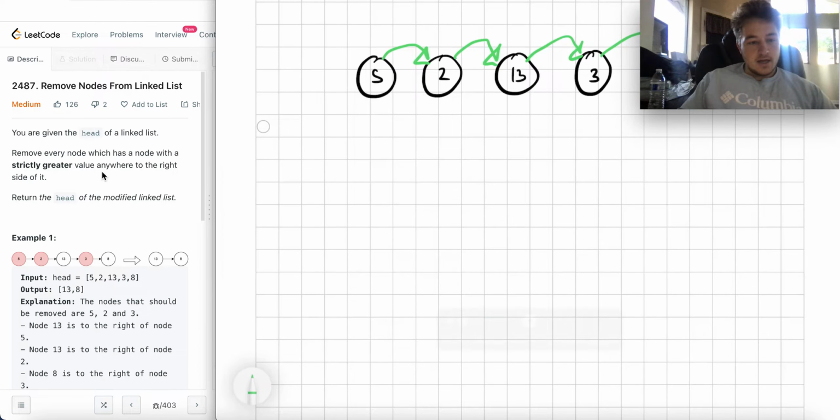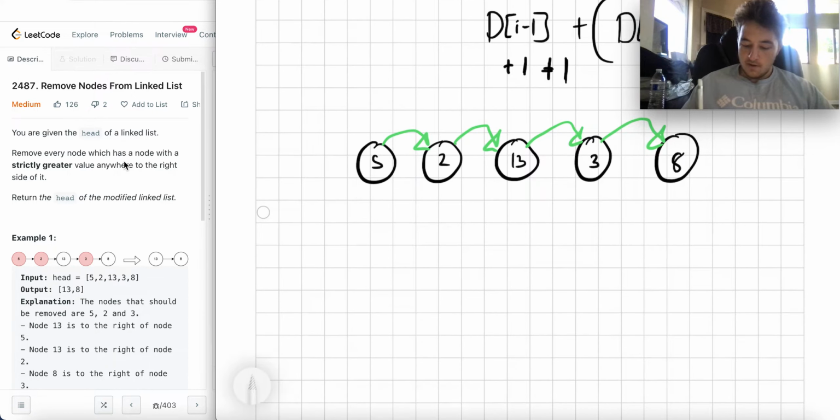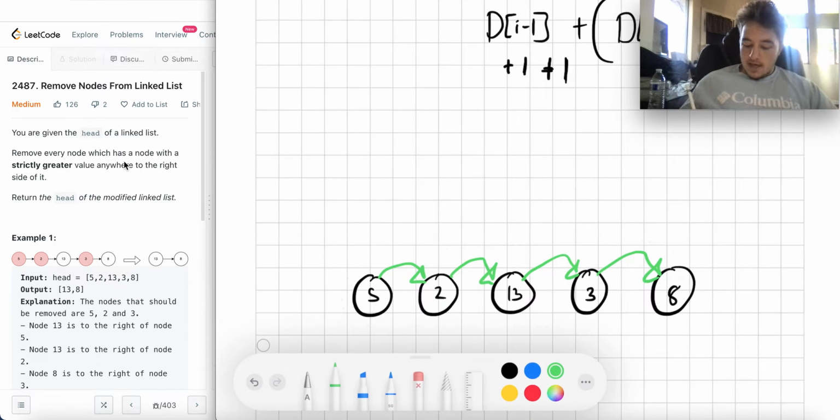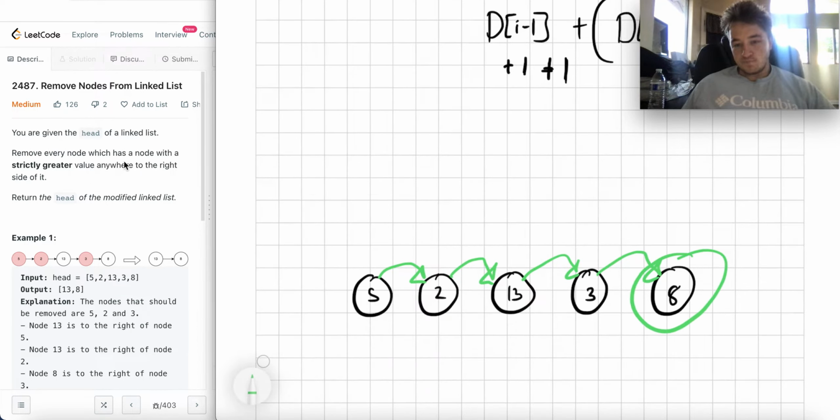Now, if a node has something that's strictly greater than it to the right, then you want to remove that node from the system. So 8 is going to stay, because it has nothing strictly greater than 8 to its right. 3 is going to get removed because 8 is to its right and 8 is greater than 3. 13 is going to stay because 13 has nothing greater than 13 to its right.